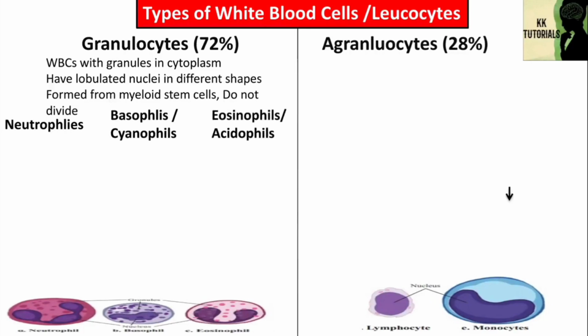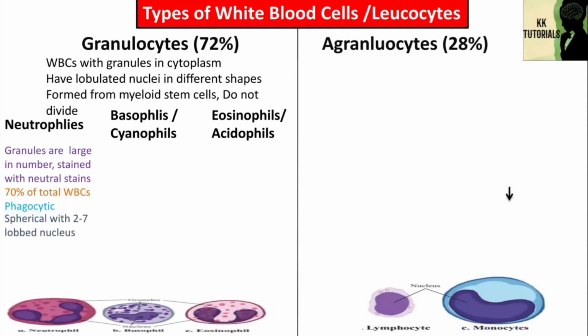Let's talk about the neutrophils. In neutrophils, granules are large in number and stained with neutral stains. Neutrophils are about 70% of total WBCs. They are responsible for destroying pathogens by phagocytosis and hence are phagocytic cells. Pus is a mixture of dead neutrophils, damaged tissues, and dead microbes.